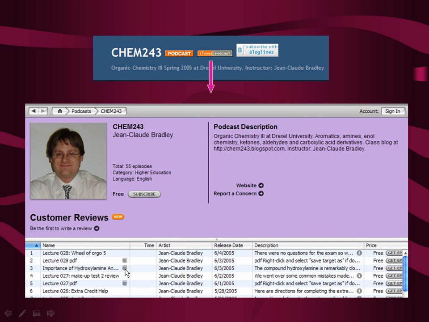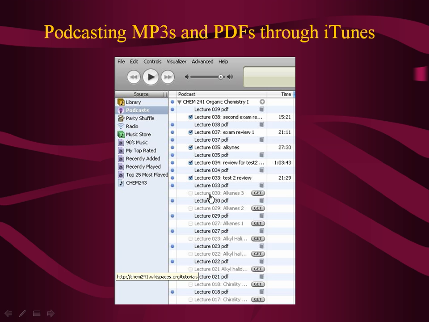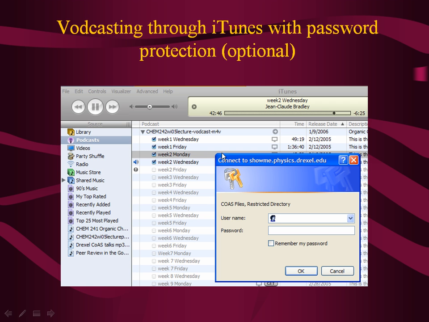Okay, so again, podcasting, you can podcast not just MP3s, but also PDFs. Now, we were talking about password protection, and I said that I would tell you about another way to do it. Some of my material still unfortunately has a lot of publisher material in it, and I'm in the process of removing it.